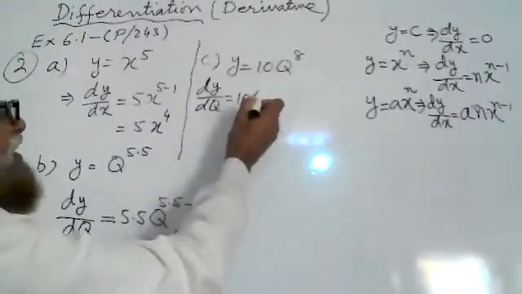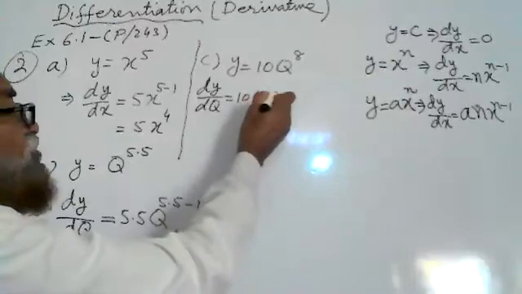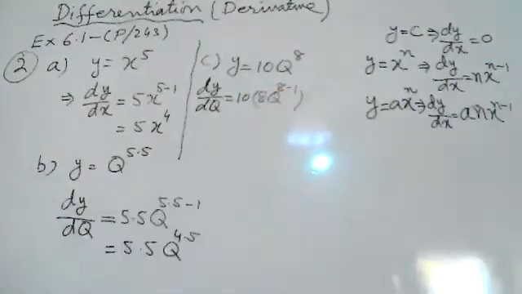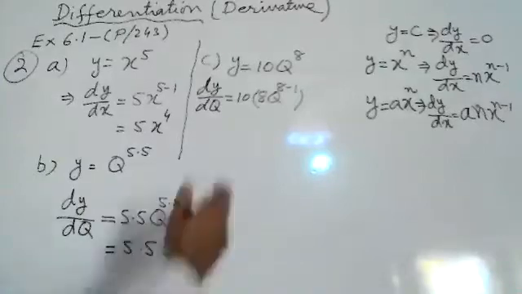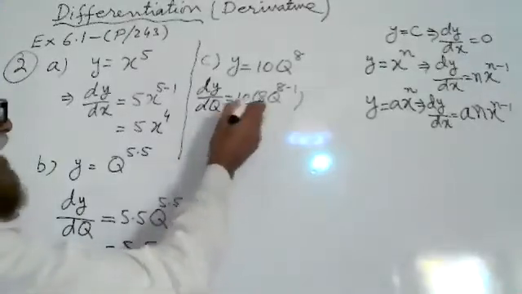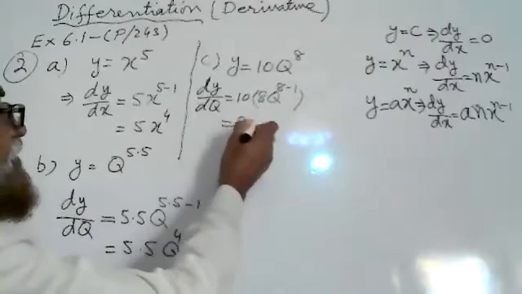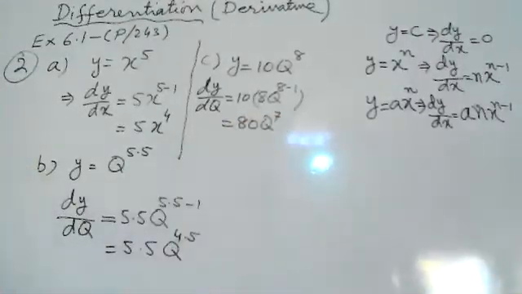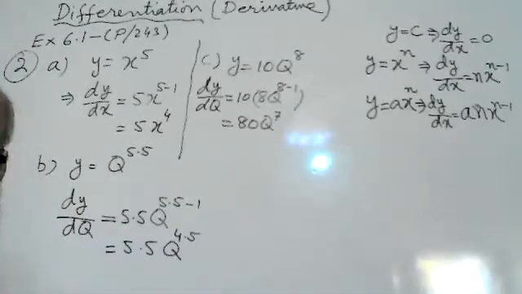Derivative of q raised to power 8 will be 8 q raised to power 8 minus 1. Now simplify this one. 10 into 8 will be 80 and q raised to power 7. 80 into q raised to power 7 is the differentiation of y with respect to q. This is the derivative of y with respect to q.